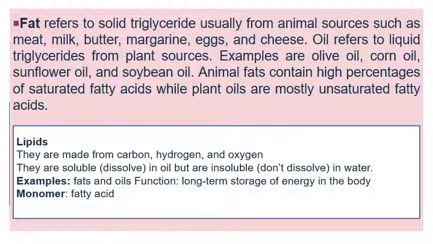Animal fats contain high percentages of saturated fatty acids, while plant oils are mostly unsaturated fatty acids. Lipids are made from carbon, hydrogen, and oxygen. They are soluble, they dissolve in oil, but are insoluble, they don't dissolve in water. Examples: fats and oils. Function: long-term storage of energy in the body. Monomer: fatty acid.